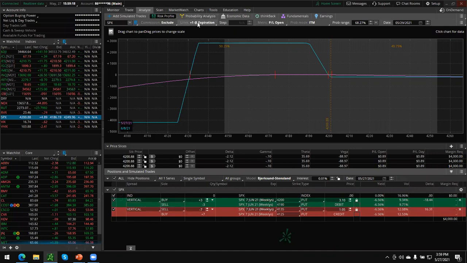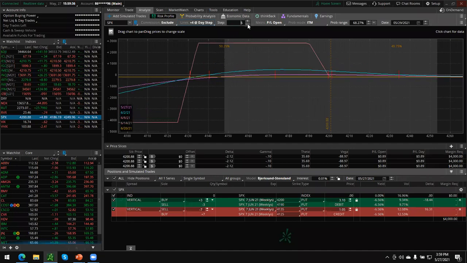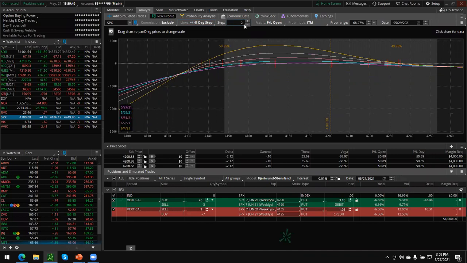Dan is the pioneer of using the day step curves, which is a convenient way in TOS to look ahead several T plus Ns at once. So let's change this to day step plus 4, and I'll change the step size so that my furthest out date is not past my expiration date. Right now it is, so the seven per step is too much. We'll come down to 2. So each line here is 2 days apart: T plus 2, T plus 4, T plus 6, T plus 8.